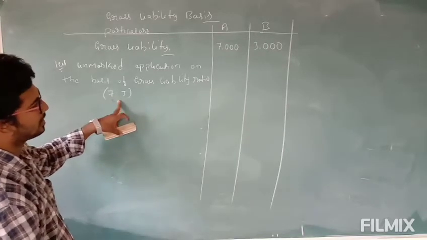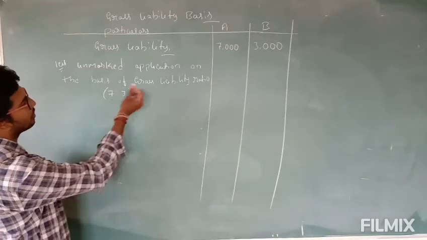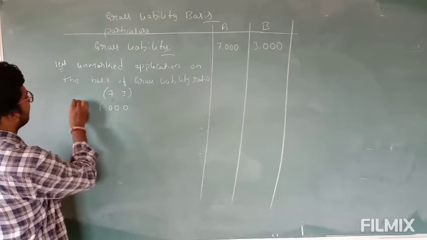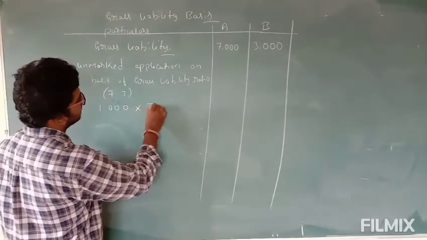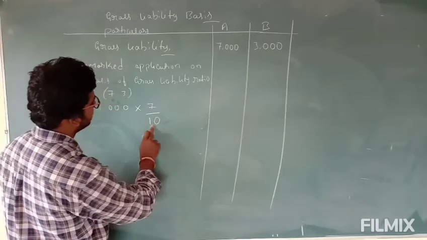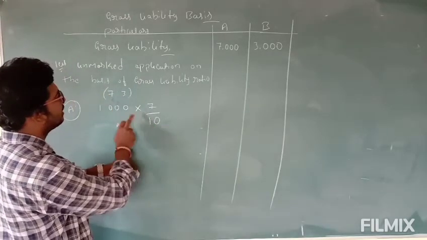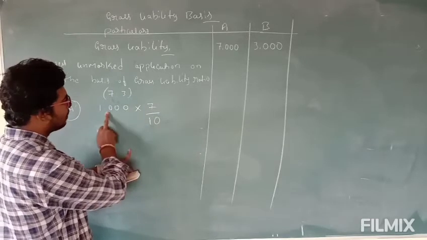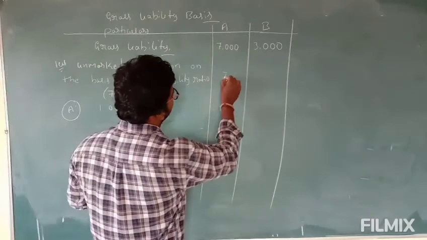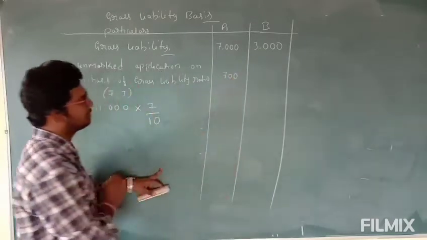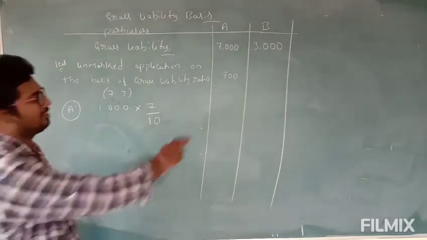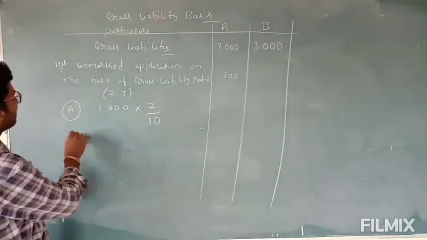So what is unmarked applications? You can calculate how to distribute. Unmarked applications is 1,000. For A, we calculate first: 1,000 into 7/10, where 10 is the total of the ratio, 7 plus 3. A's share is 7, so 1,000 into 7/10, you will get 700. Use calculators, it's allowable. Similarly, you can calculate for B.